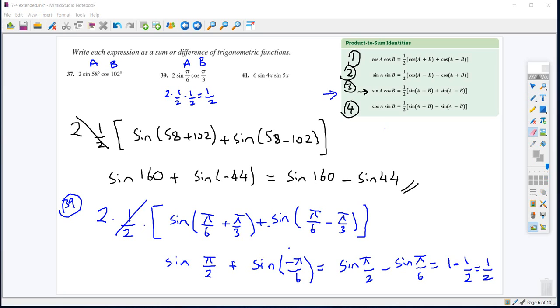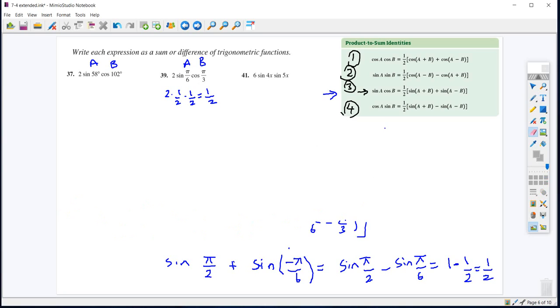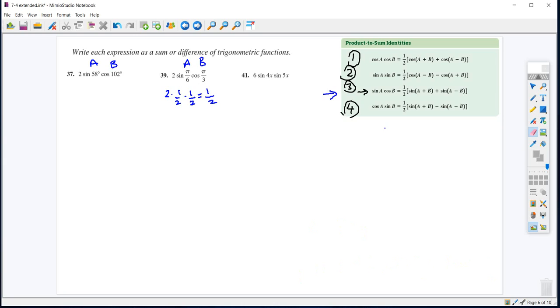Alright, let's finish with the last question, question 41. And that's it. Let's go with the red color. Question 41. You see sine times sine, that's definitely formula 2. We are multiplying sine by another sine. So let's go with that formula. 6 is from the question.